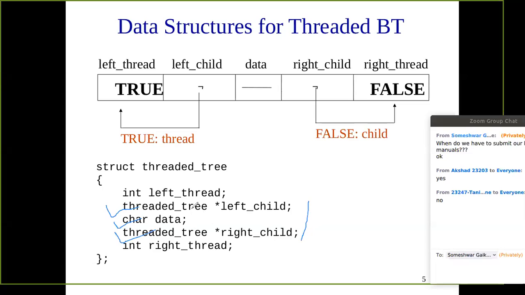So here in this node structure of the threaded binary tree, we have taken two more members of the structure. Here you can see the integer members, left thread and right thread. For what purpose are we using these?